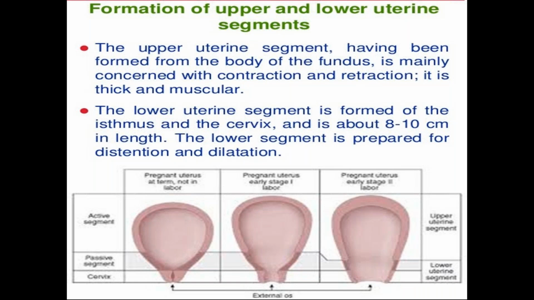So the upper segment of the uterus is typically made up of the body of the fundus and the rest of the main body, which is responsible for contraction and retraction. With each contraction the uterus becomes smaller, and when it relaxes, it does not come back to the original size. There is still a slight amount of contraction left. So this thick and muscular upper segment will contract and retract, contract and retract.